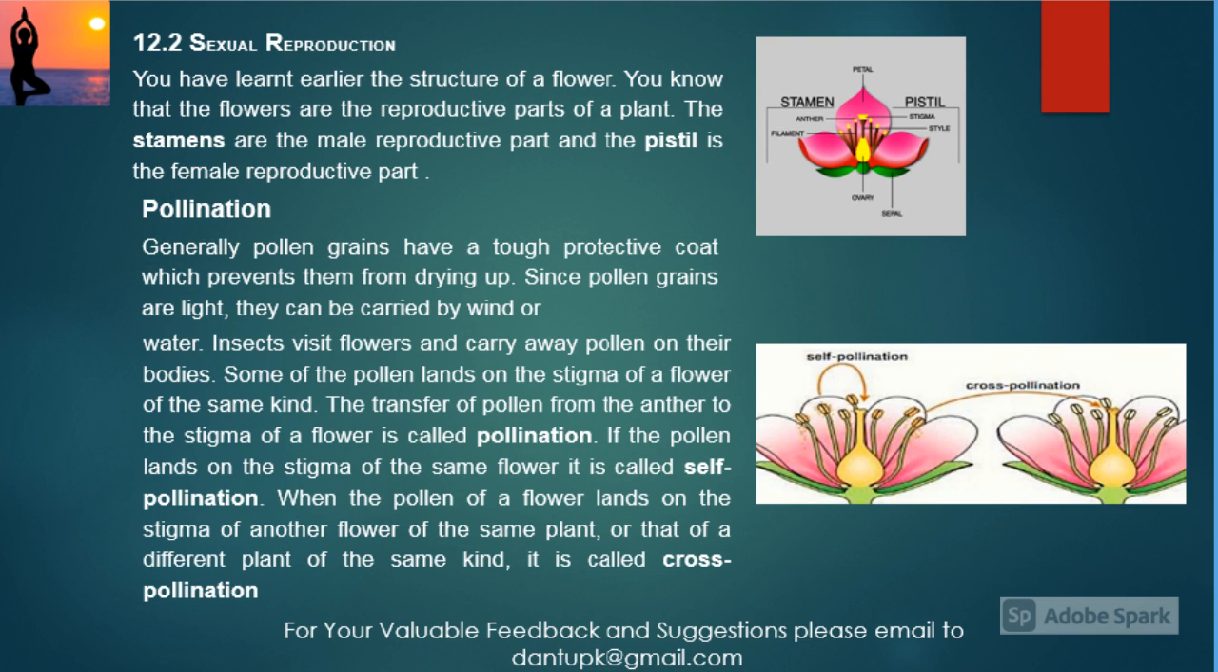If the pollen lands on the stigma of the same flower, it is called self-pollination. When the pollen of a flower lands on the stigma of another flower of the same plant or that of a different plant of the same kind, it is called cross-pollination.